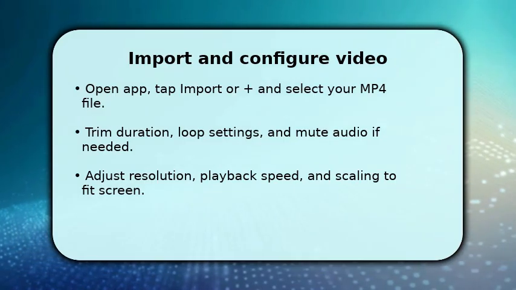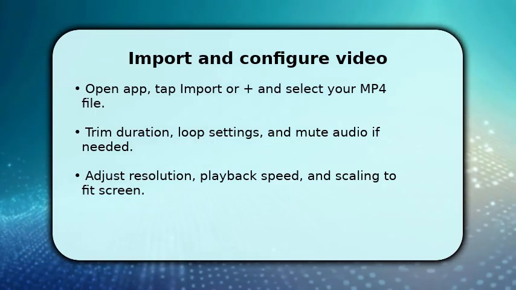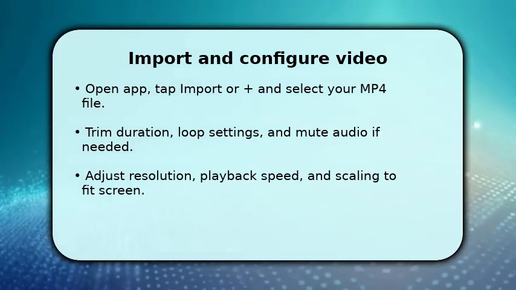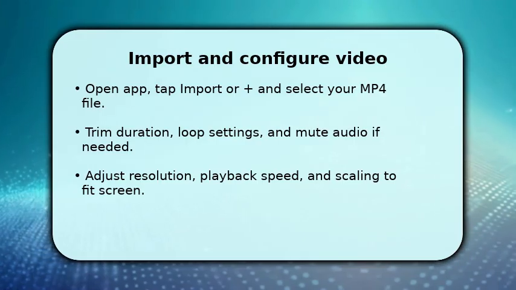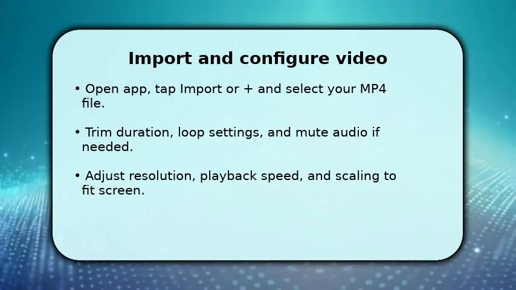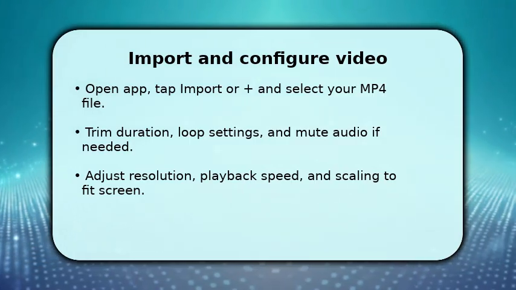Shorter loops save CPU. Once done, mute audio so notifications aren't drowned out, and enable loop if you want continuous motion. Next, set scaling to fill or fit depending on your screen. Choose resolution nearest your display to avoid blurring. Finally, test playback briefly. If it stutters, lower resolution or reduce frame rate.